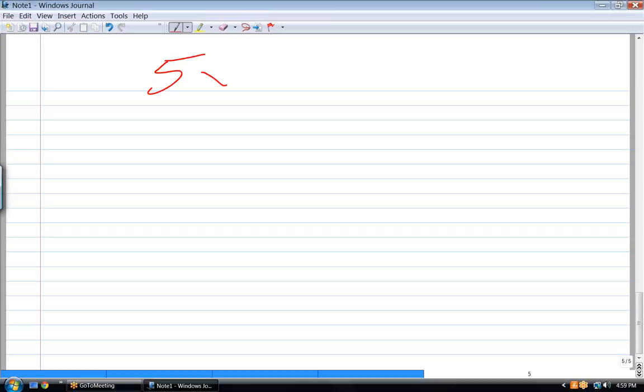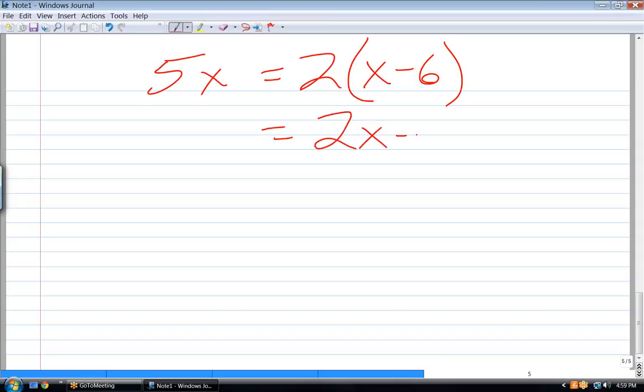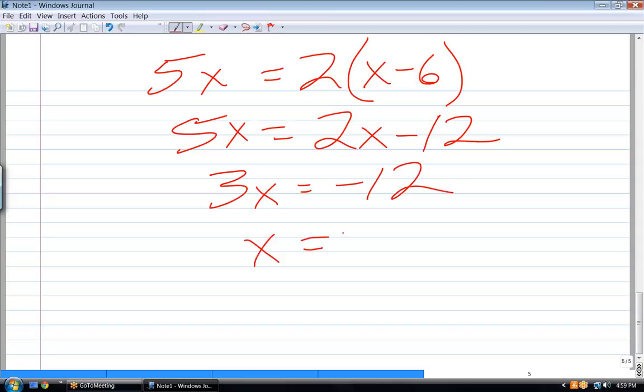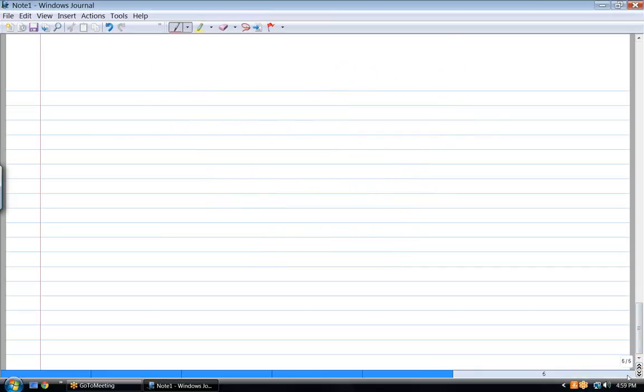5x equals 2, and in parentheses, x minus 6. Okay. And so then you distribute, and you get 2x minus 12. Okay. Then you subtract 2x from both sides. You get 3x equals negative 12. Divide by 3. X equals negative 4. Okay. All right. Give me these hard ones.